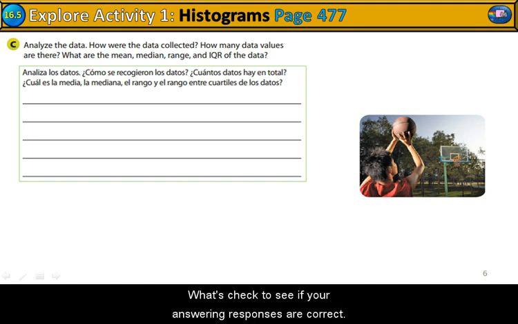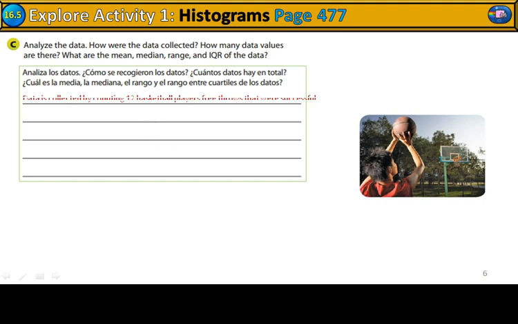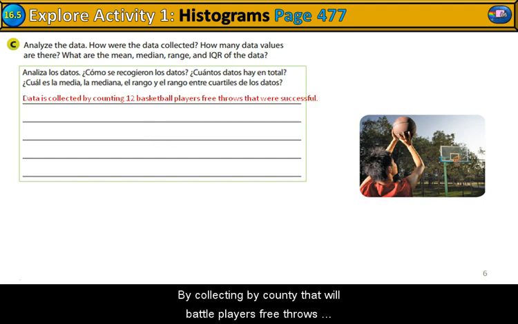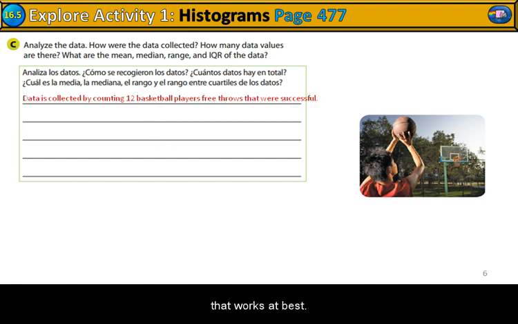Welcome back. Let's check to see if your answer and responses are correct. First question, how were the data collected? Simply by counting the 12 basketball players' free throws that were successful. How many data values are there? Well, since there's 12 basketball players, there are 12 values.